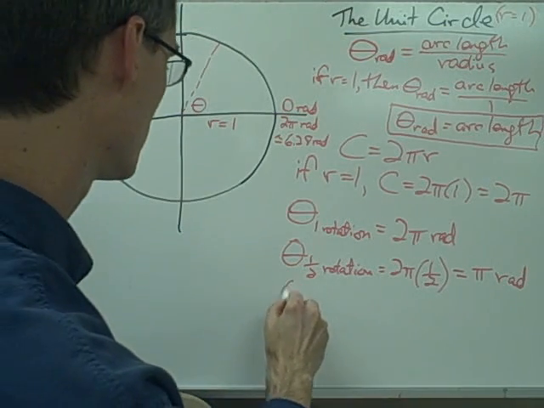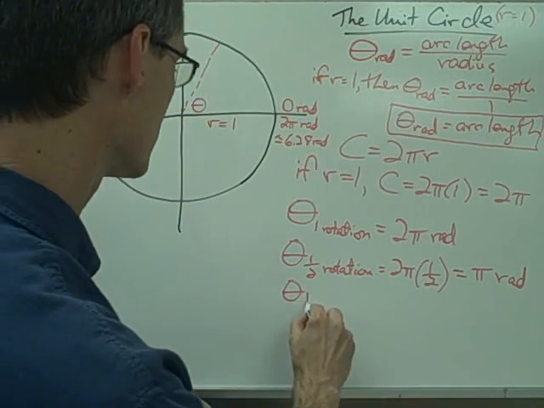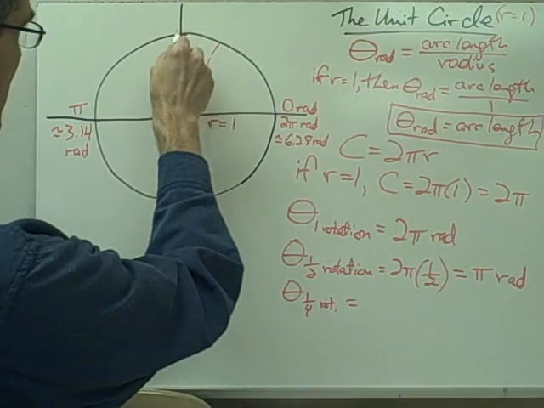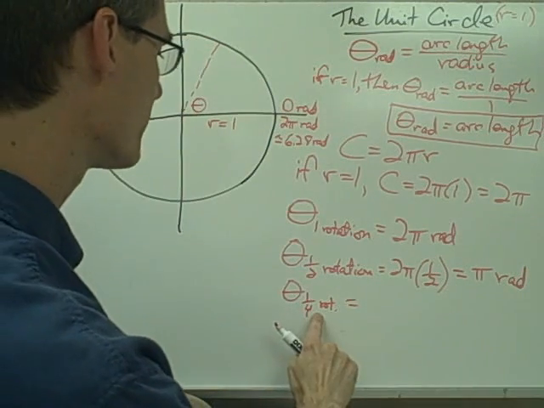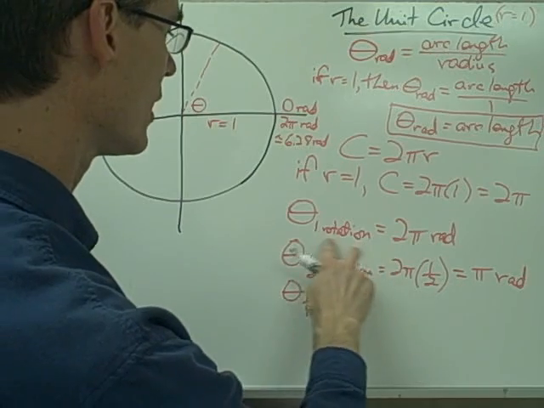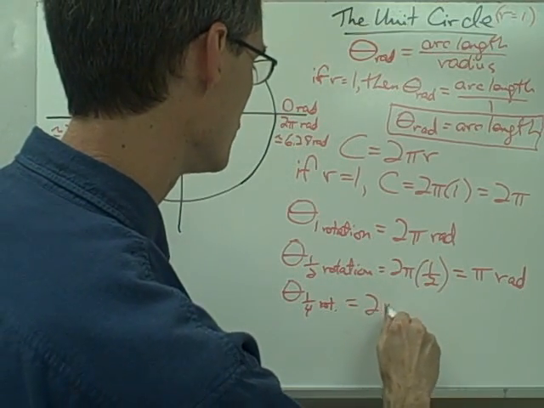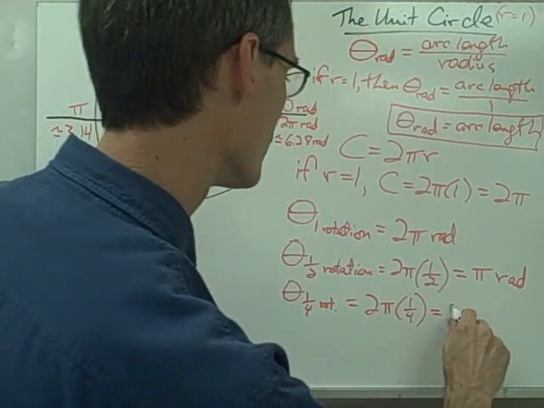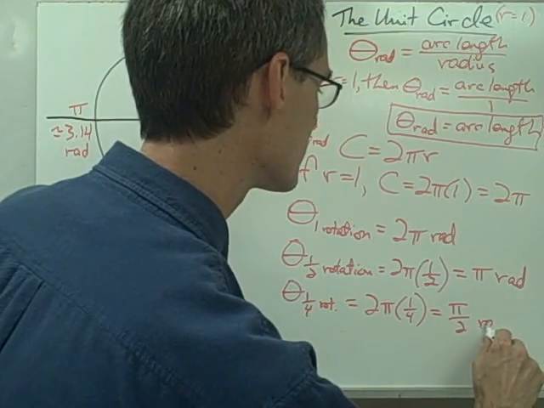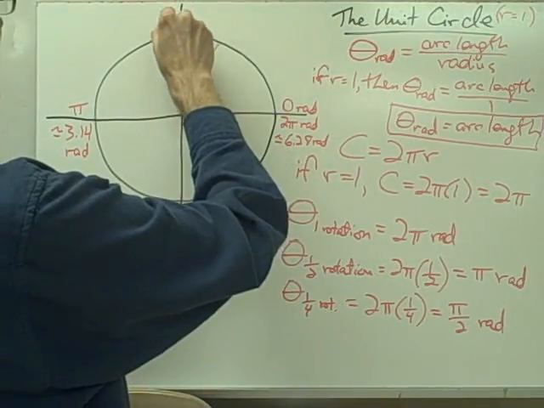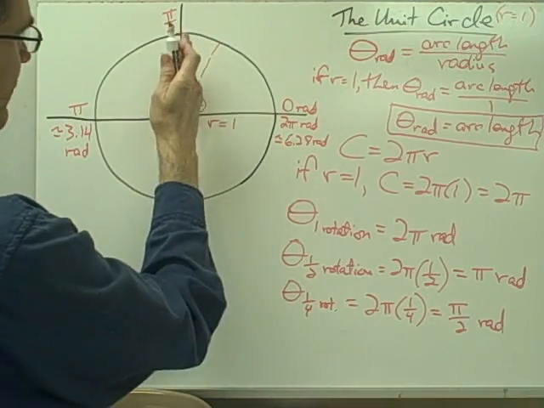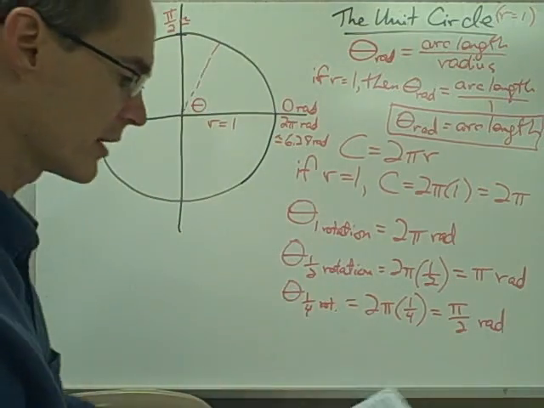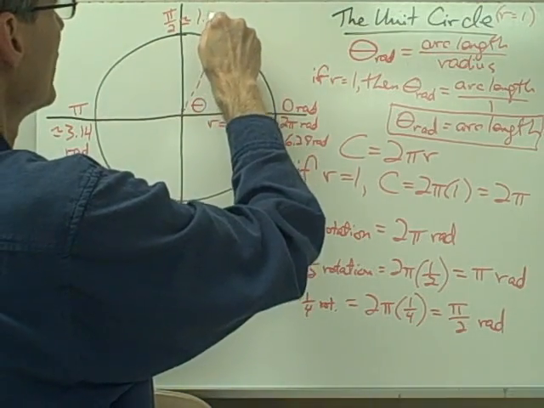Well, what about the measure of an angle that is, let's say, 1/4 of a rotation? Well, 1/4 of a rotation would take me up to right here. I would want 1/4 of the measure of a full rotation, so 2 pi times 1/4, and that's going to give me 2 pi over 4, which is pi over 2 radians. So the measure of an angle formed by a fourth of a rotation is going to be pi over 2, which is approximately, if I punch this into my calculator, a decimal value of 1.57 radians.